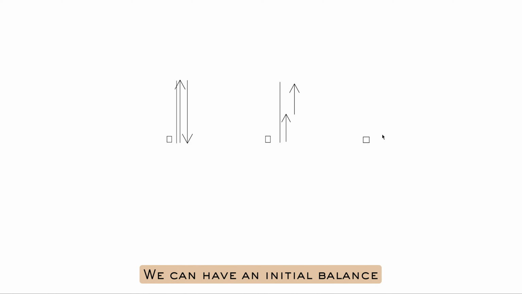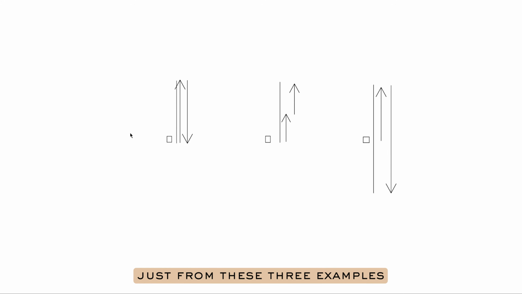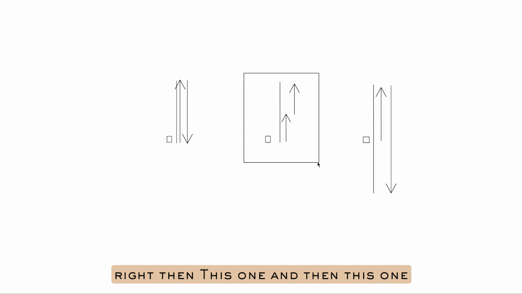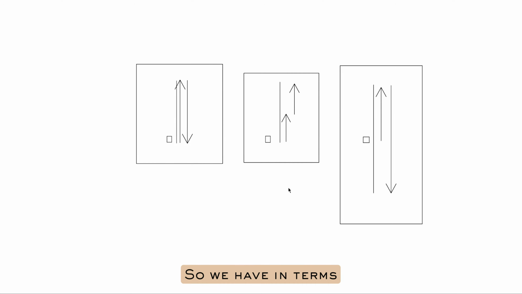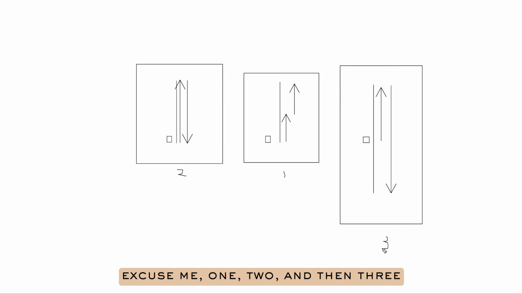All right, we can have an initial balance where we have the open, the market moves upward, and then is rejected and falls back below the open. And we can see that just from these 3 examples right here, what would we say has the most conviction and the most strength? Well, it's probably this one, then this one, and then this one. So in terms of orders of importance, 1, 2, and then 3.